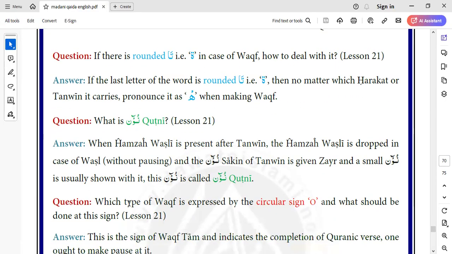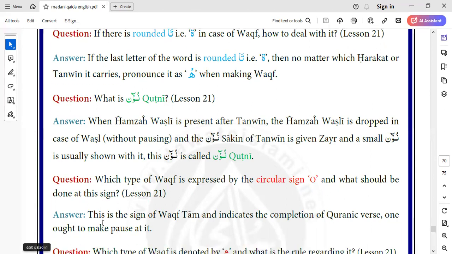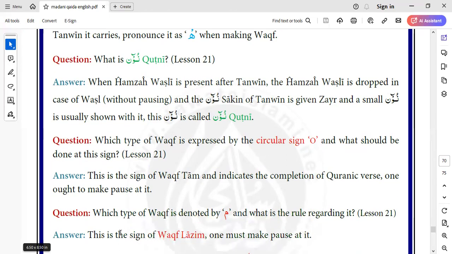Question. Which type of Waqf is expressed by the circular sign? And what should be done at this sign? Answer. This is the sign of Waqf Tam and indicates the completion of a Quranic verse. One ought to make a pause at it.